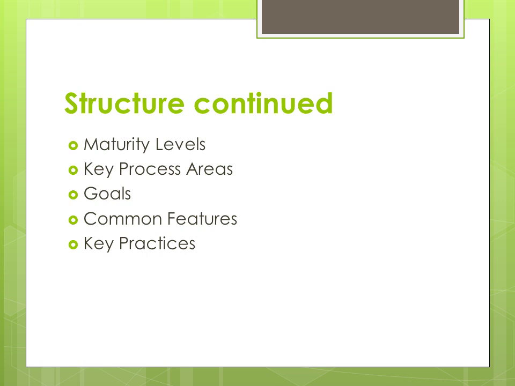Common features. Common features include the practices that implement and institutionalize a key process area. There are 5 types of common features: commitment to perform, ability to perform, activities performed, measurement and analysis, and verifying implementation. Key practices. The key practices describe the elements of infrastructure and practice that contribute most effectively to the implementation and institutionalization of the area.